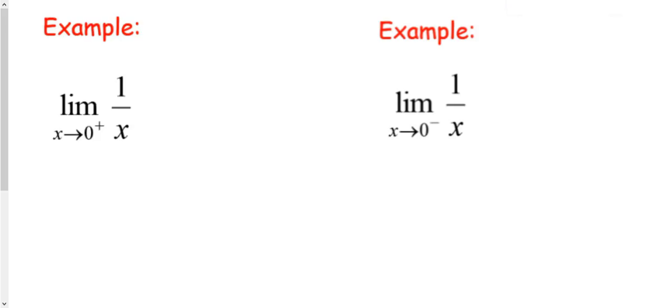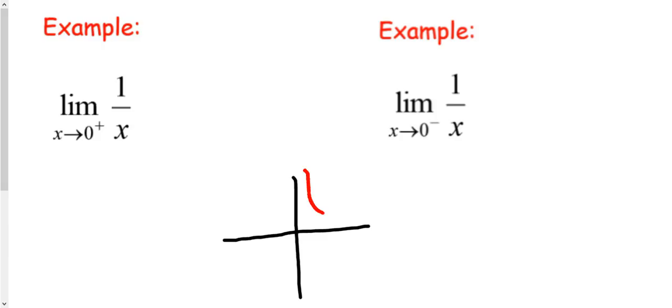Looking at this first one, we have the limit as x approaches 0 from the right and the limit as x approaches 0 from the left. So you can do two things. You can make a table or make a graph. I would suggest that 1 over x is one of those, like we know x squared is a parabola. You should know what the graph of 1 over x looks like.